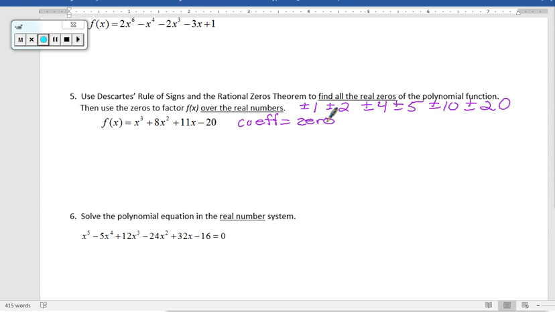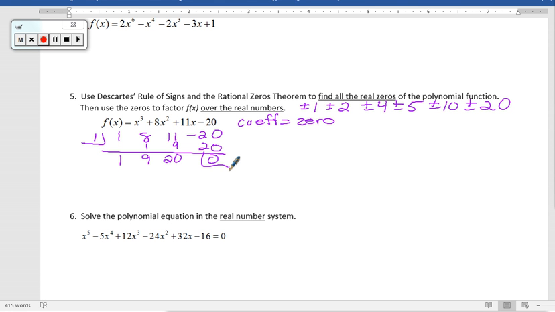So we're going to use 1, because I know that is a zero. There's 3 coefficients total. I'm going to list off our coefficients and run the synthetic division. I know 1's a factor, so I should get a 0 for the remainder. So 1 times 1 is 1. Add them together, 9. 1 times 9 is 9. Add them together, 20. 20 times 1 is 20. We do get a 0.